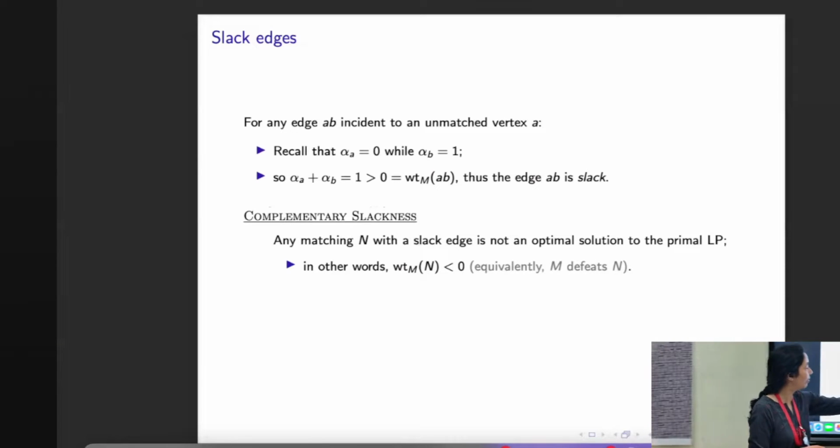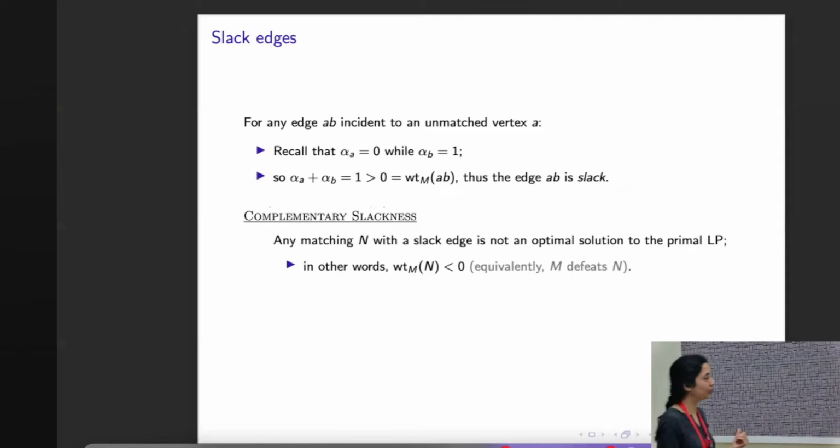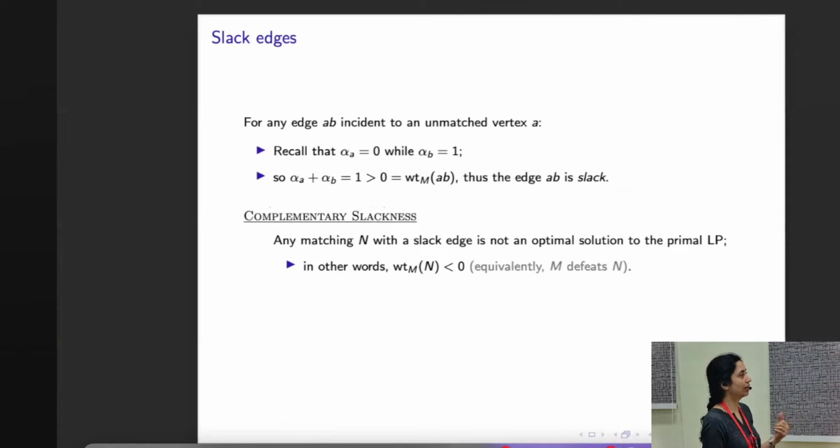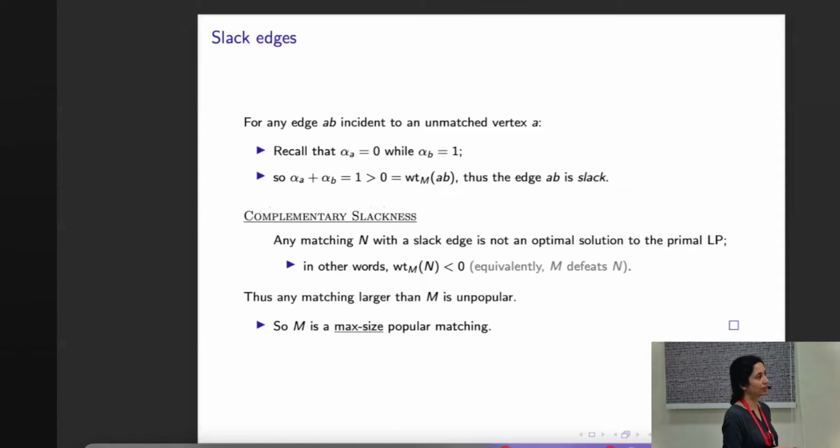And the way we define the weight function, it is a difference in the number of votes that M wins and N wins. That means M gets a strictly larger number of votes than N. So any matching larger than M is unpopular. So that's the proof that M is a maximum size popular matching.